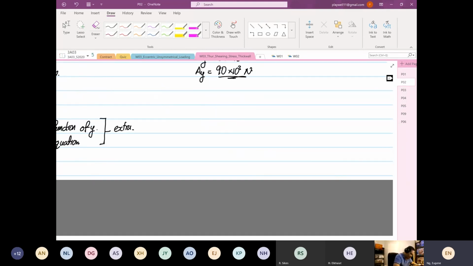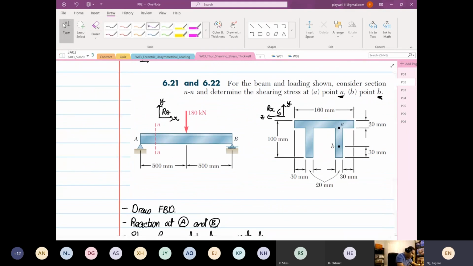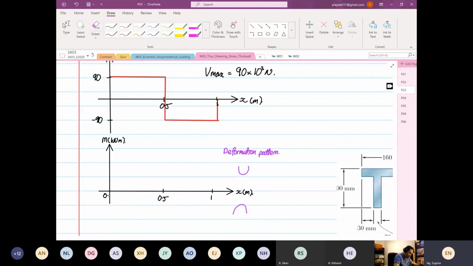So if you see over here, based on how our structure is loaded, our structure is going to deform in this way. Yes or no? That's why we only focus on the positive and not on the negative. Okay, so we know that at 0.5, this is your bending moment diagram. And the maximum bending moment will be equal to 45 kilonewton meter, and this is acquired by 90 times 10 to the power 3 multiplied by 0.5.